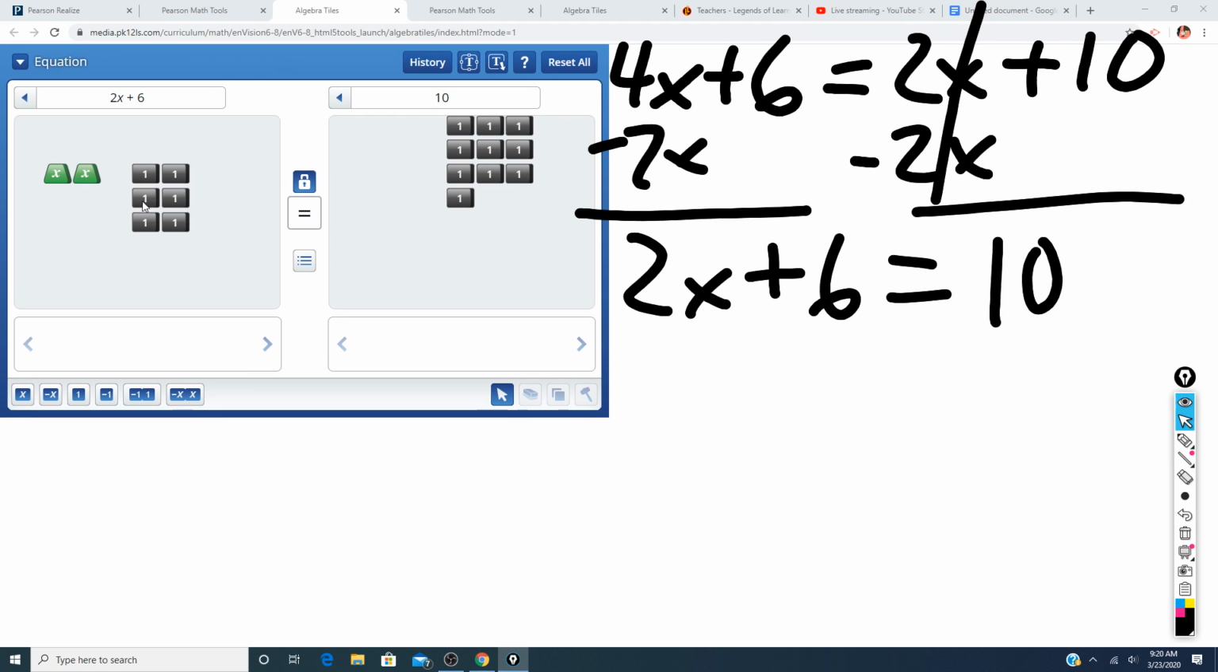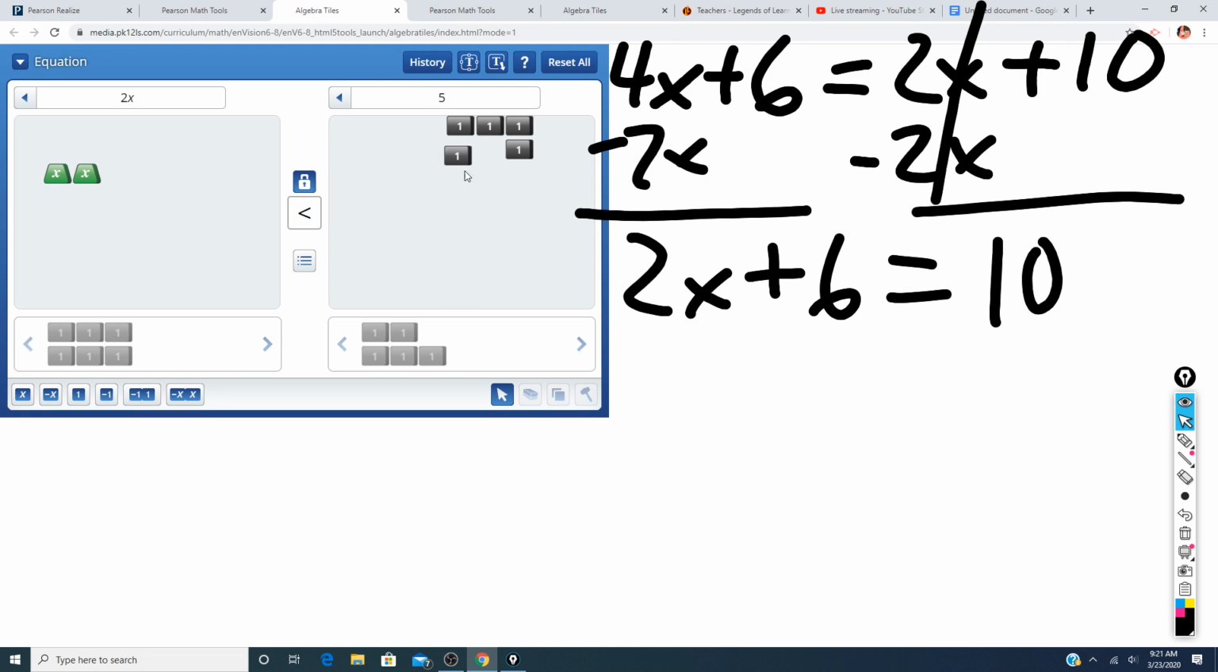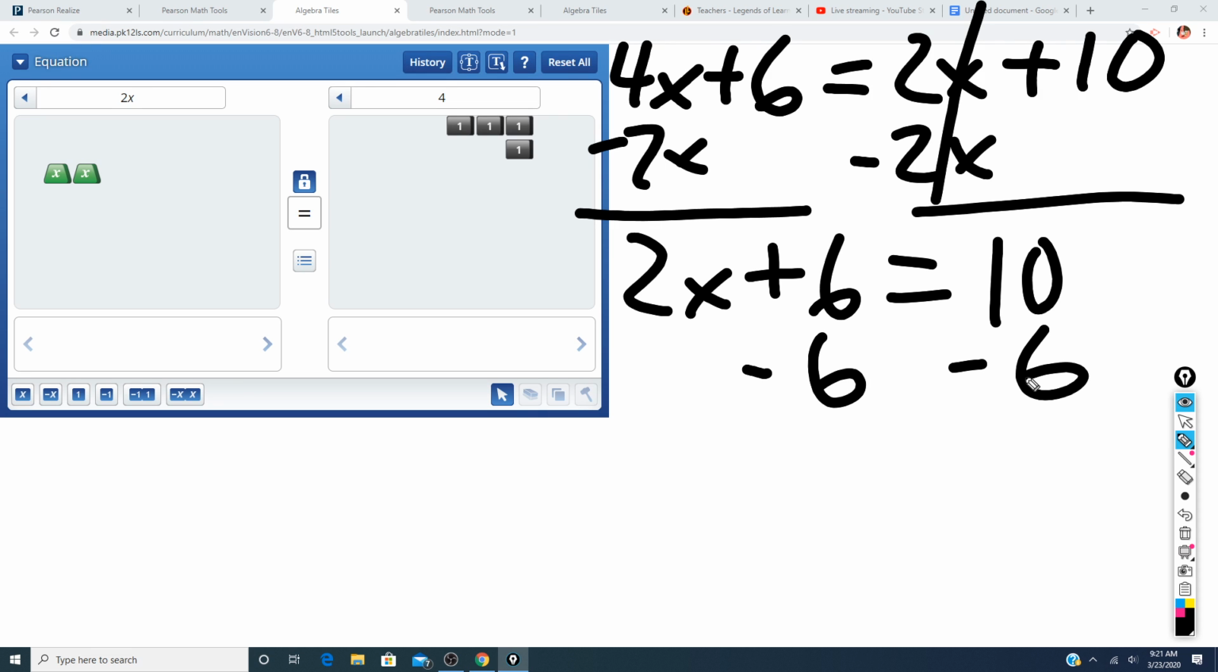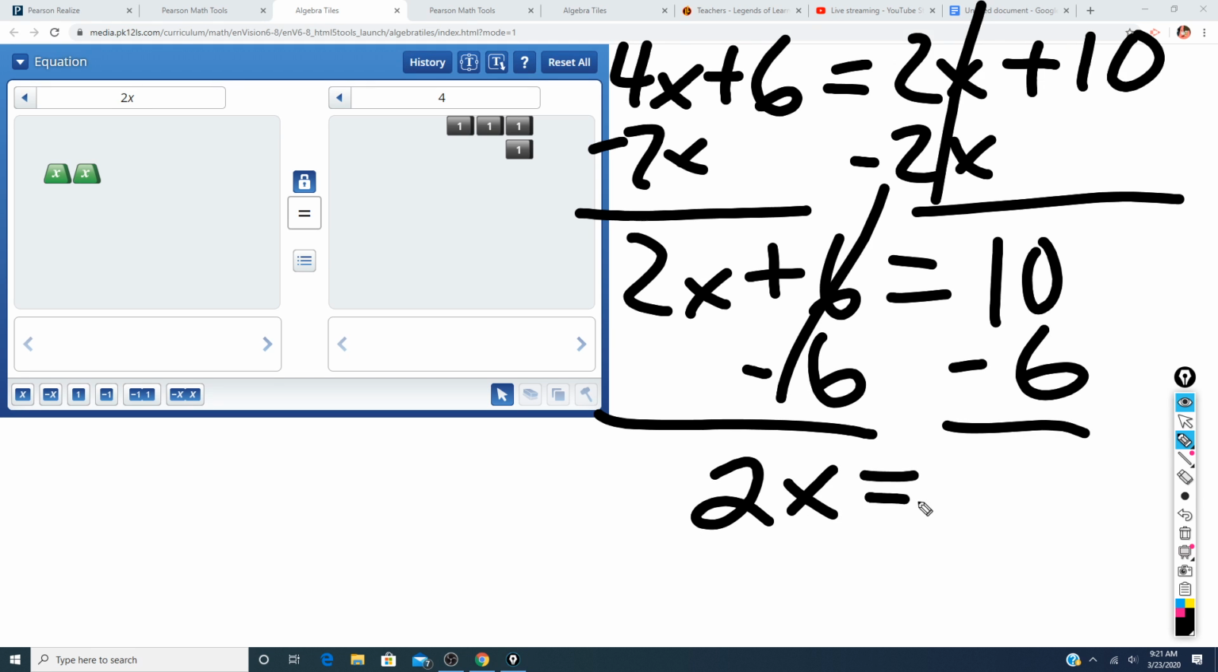So we can now click and drag 1, 2, 3, 4, 5, and 6 down from both sides. And you'll notice they go away. What you just did is you subtracted 6 from both sides, and it's going to leave you with 2x equaling 4.